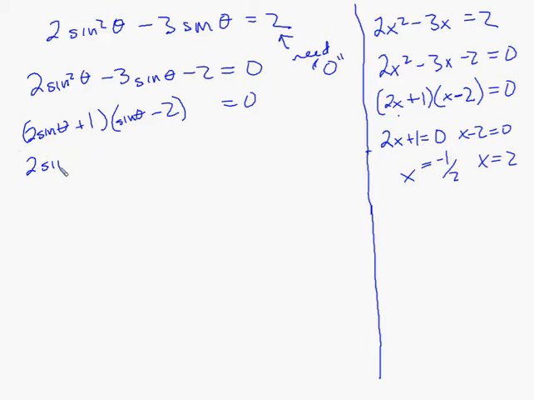Then we split this into two parts: 2 sine theta plus 1 equals 0, and sine of theta minus 2 equals 0. Hold on, where did the 1 come from? Where did the 3 go? There isn't a 3 anymore, and there's a 1. Where did it come from? Look over there, see that minus 3? Where'd it go?